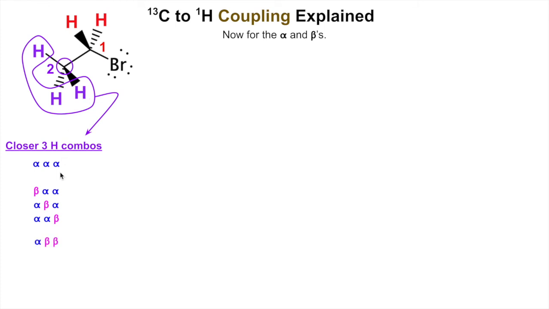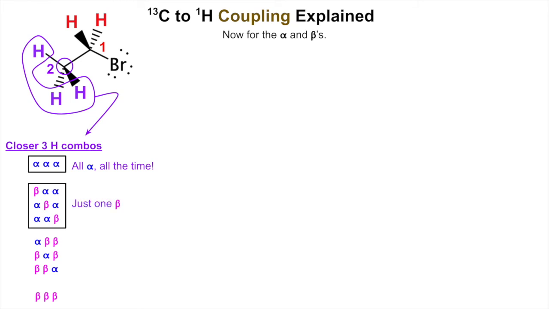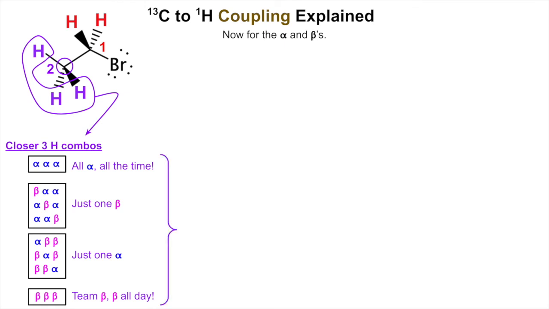And then I can have alpha here and 2 betas. And then my single alpha could be in the middle, or on the outside, right? And finally, what's the last combo possible? Beta, beta, beta. Okay, so 3 neighbors should be causing a quartet. How's that going to work with all these combos? Because that is unique. These are all alpha all the time. And then these are all unique because they just have 1 beta. And then these ones are unique because they have just 1 alpha. And then this one, of course, team beta, beta all day. That's how we roll. All right, a strong quartet flavor for this.